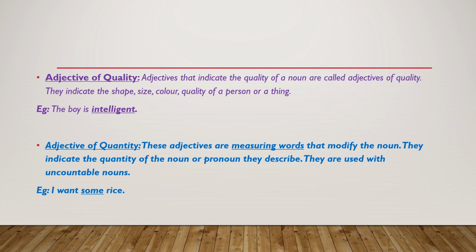If you remember, we have studied countable nouns and uncountable nouns in our previous class. And that time also I told you that we cannot count these nouns, so that is why they are called uncountable nouns. And we use the word quantity for exactly the same nouns which cannot be counted, meaning uncountable nouns. I want some rice. I don't want one rice, two rice or three rice, but I want some rice, more rice, much rice, enough rice, etc.